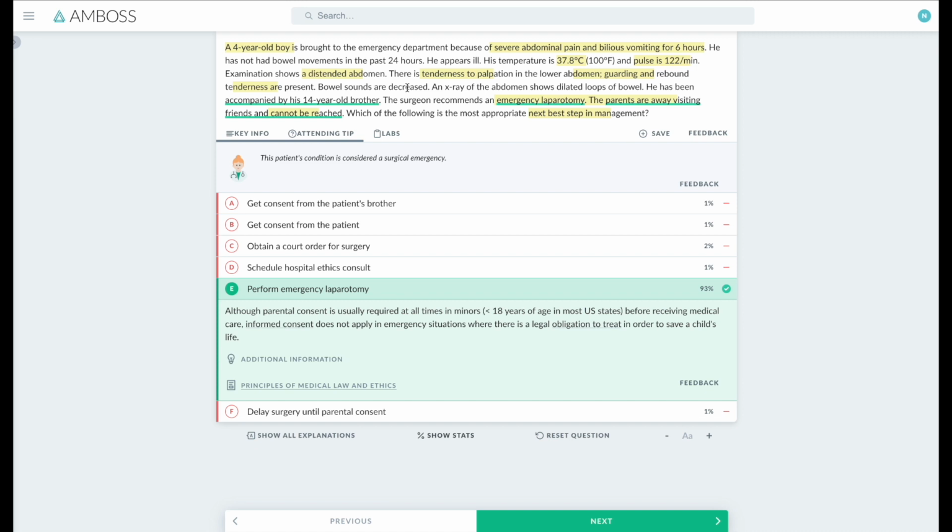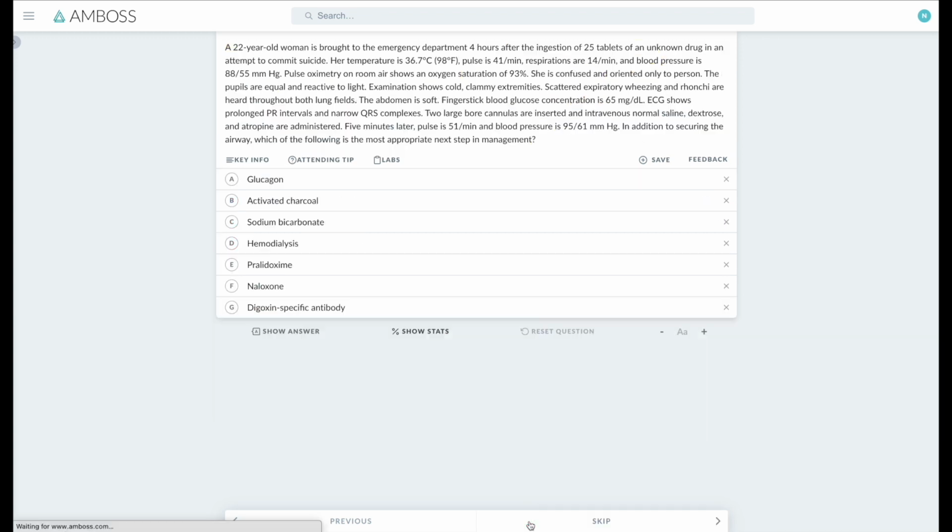Even if you can't reach the diagnosis, guys, it's an emergency. A baby here, his parents are away. I don't care about his 14-year-old brother, no offense, but if it's an emergency, no one's consent should be taken. Although it's required at all times, it is not required in emergencies, right?